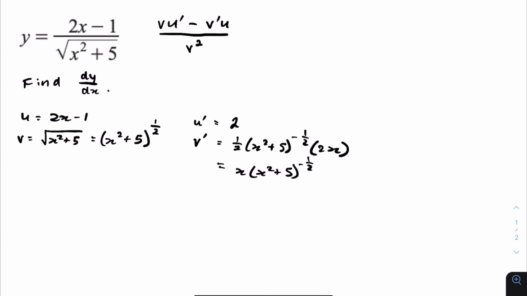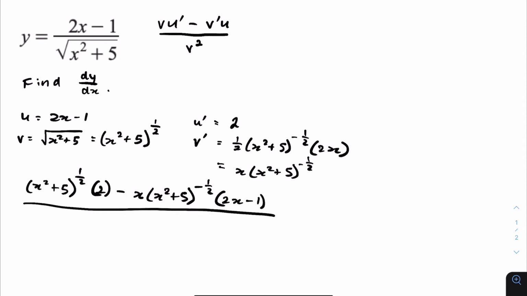Now we can just substitute into the equation. So that gives us (x squared plus 5) as our v to the power of half, which is multiplied by u prime, which is just 2. And that's subtracted from v prime, which is x times (x squared plus 5) to the power of negative half, which is multiplied by u, which is 2x minus 1. And this is all divided by v squared. So that's x squared plus 5, because you just get rid of the square root.